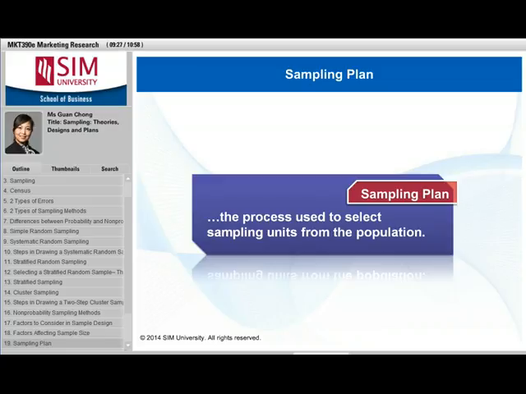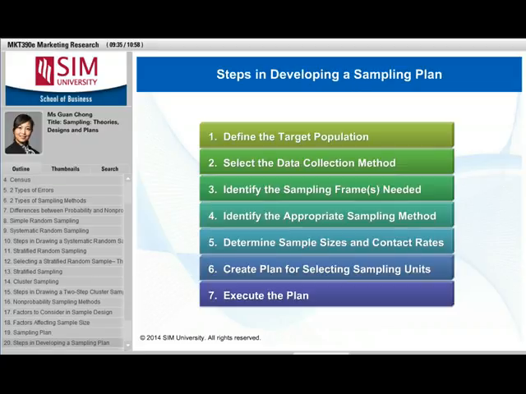A sampling plan specifies the process used to select sampling units from the population. There are 7 major steps in developing a sampling plan. First, define the target population. Second, select the data collection method. Third, identify the sampling frames needed. Fourth, identify the appropriate sampling method. Fifth, determine sample sizes and contact rates. Sixth, create plan for selecting sampling units. And last, execute the plan.